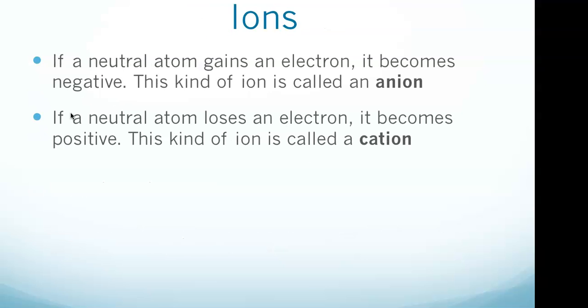All right, we'll get started here. So basic stuff with ions. Any atom with a charge is referred to as an ion. If a neutral atom gains an electron, it becomes negative. This kind of ion is an anion. On the opposite side, if a neutral atom loses an electron, it becomes positive. This kind of ion is called a cation.